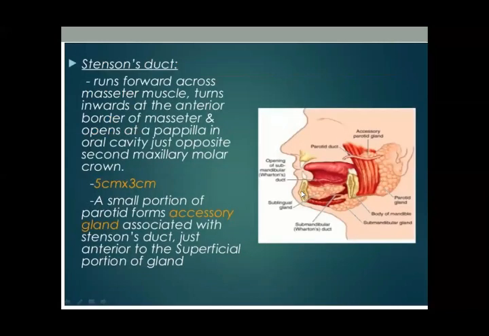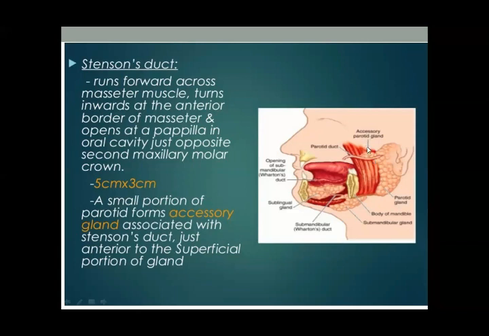Parotid gland duct. The saliva from the parotid gland moves through which duct? The name of the parotid duct is Stenson's duct. It runs forward across the masseter muscle, turns inwards at the anterior border of the masseter, and opens at a papilla in the oral cavity just opposite the second maxillary molar crown. This is the parotid gland. This is the parotid duct.